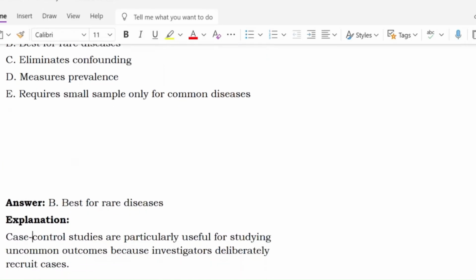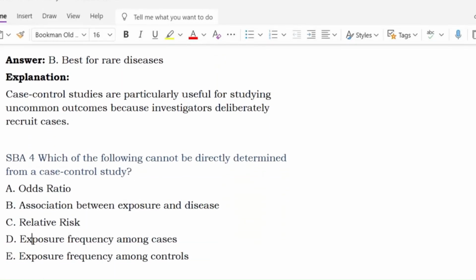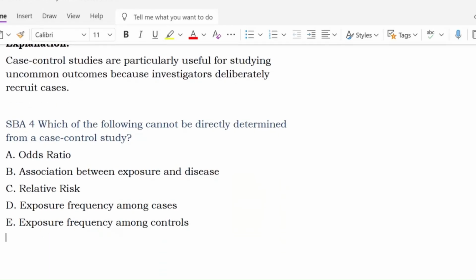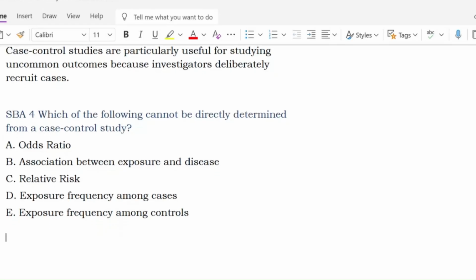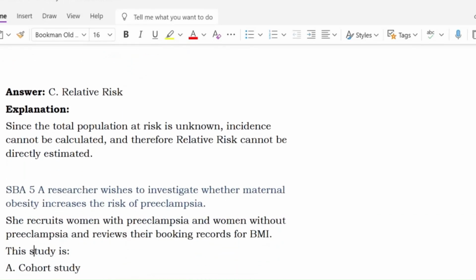Okay. So case control studies are particularly useful for studying uncommon outcomes because investigators deliberately recruit cases. Next. Which of the following cannot be directly determined from a case control study? Odds ratio, association between exposure and disease, relative risk, exposure frequency among cases, exposure frequency among controls. Sir, option C, relative risk. Yes, the relative risk you cannot calculate from the case control. Since the total population at risk is unknown, incidence cannot be calculated and therefore relative risk cannot be determined.